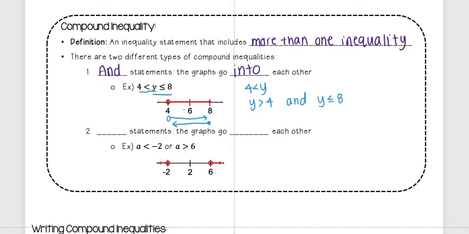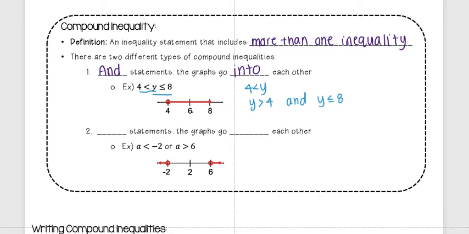But since I have both, that's why we end up with just one straight line between them, because I want all values greater than 4, but also all values less than 8. So instead of having two inequalities here that cross each other, I instead just have one line that goes through them both.